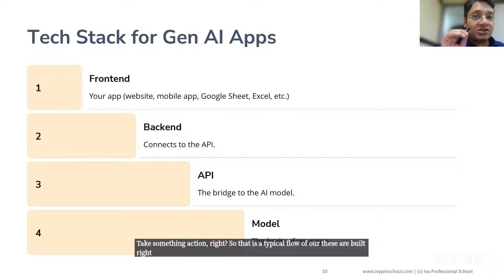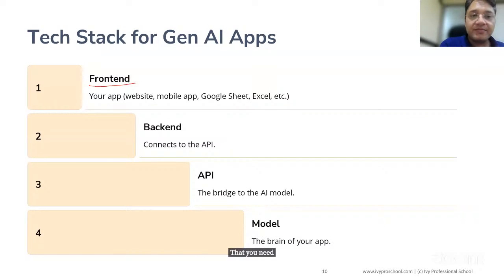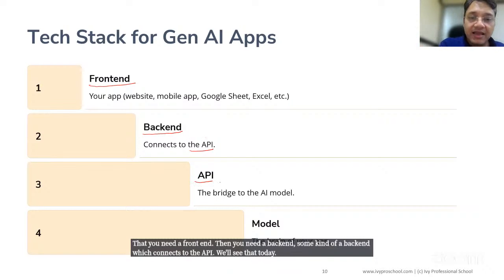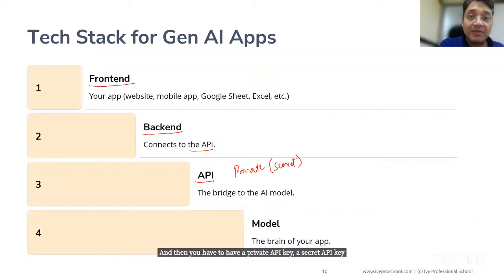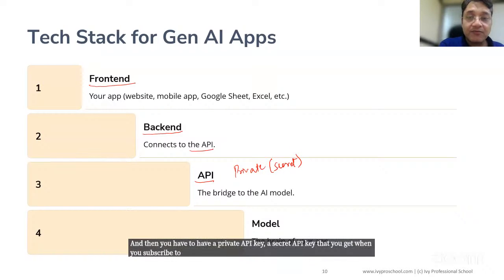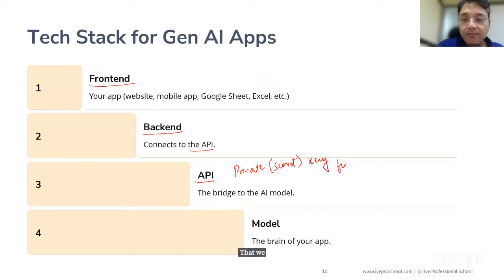As we discussed, you need a front end. Then you need some kind of a back end which connects to the API. We'll see that today. And then you have to have a private, secret API key that you get from the AI model provider when you subscribe to their AI models.